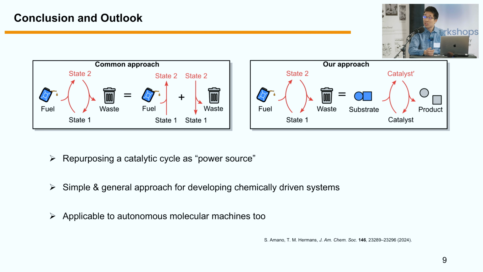So the main message of my presentation is very simple. We can repurpose a catalytic cycle as a power source of the system. And this is a simple and general approach for developing chemically driven systems. So it can also be applied to autonomous molecular machines too.